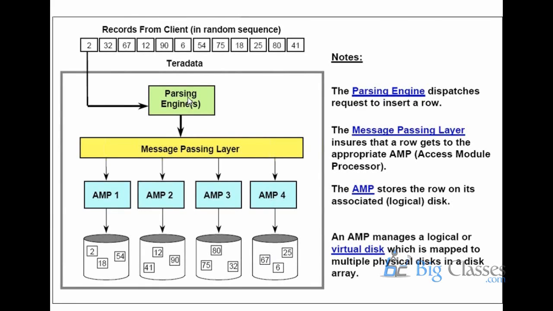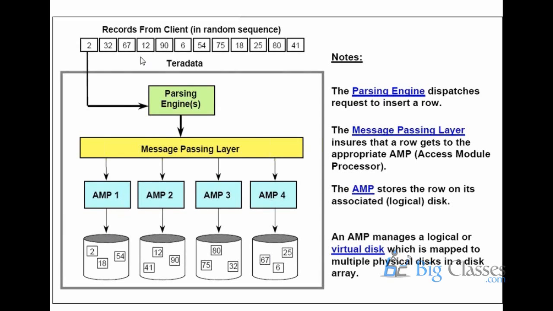Are AMPs and disks one-to-one? Yes, each AMP will be associated with one virtual disk. A virtual disk is nothing but a collection of multiple physical disks. So each AMP is associated with one virtual disk.